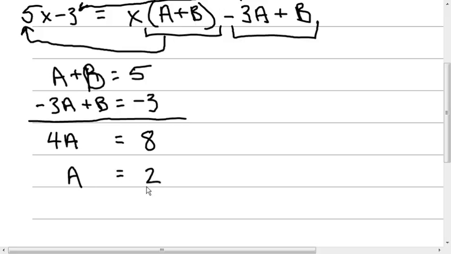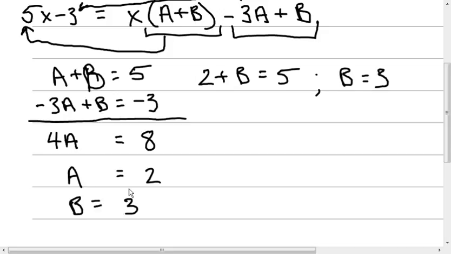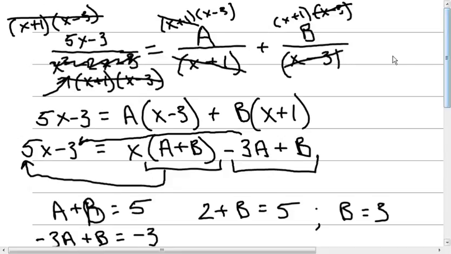If A is equal to 2, then we can come back up to this equation and say 2 plus B equals 5. Therefore, B equals 3. So that when we go back up here, we can now substitute in 2 and 3, and we're done. We've now got our partial fractions, and we can go and use a little bit of baby calculus and figure out the answer.